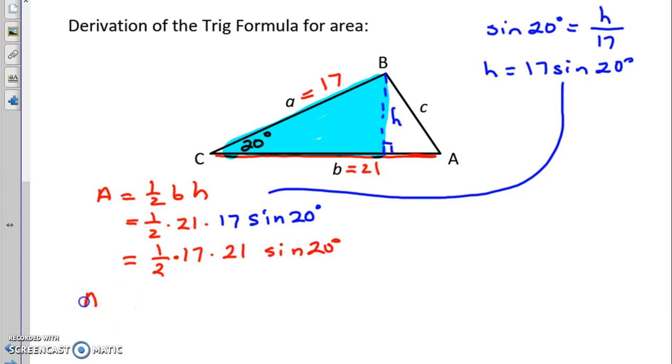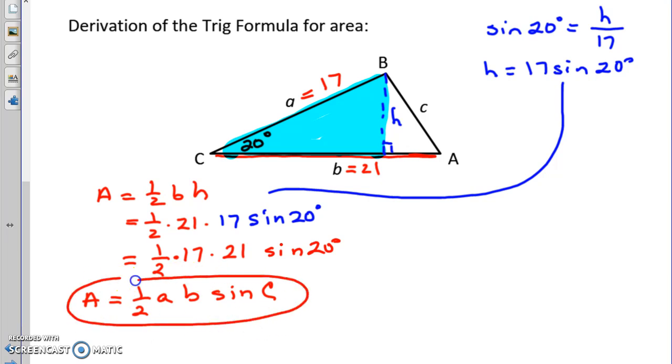And if we look back at our original triangle, 17 is A, 21 is B, and 20 degrees is the measure of angle C. So we have area is equal to 1/2 times A times B times the sine of C. It comes from the traditional area formula for a triangle.